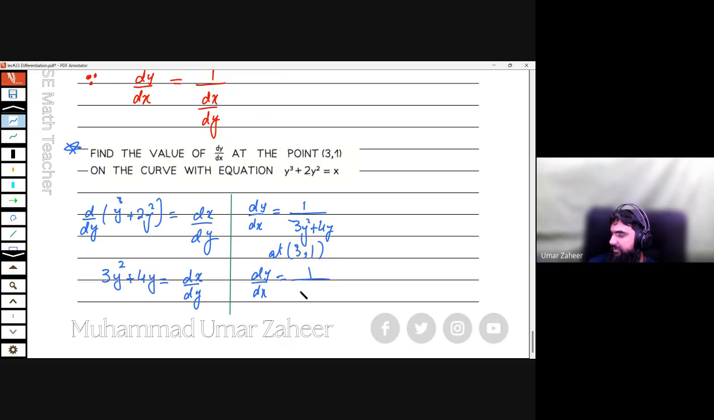So 1 divided by 3 times 1 square plus 4 times 1. That would be equal to 3 times 1 is 3, 4 times 1 is 4, 3 plus 4 would be 7. So we get the final answer: 1 by 7.